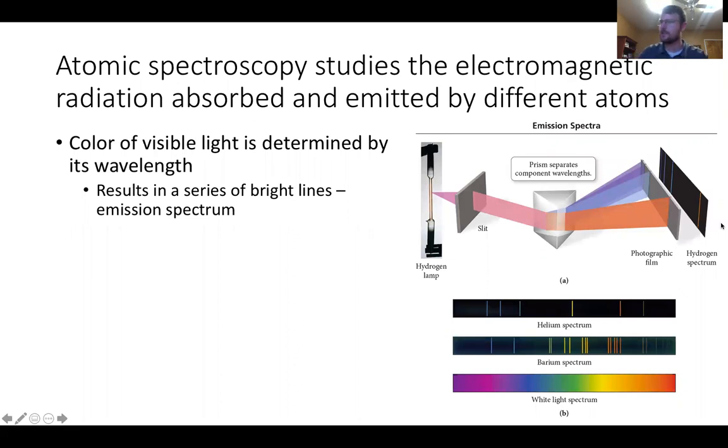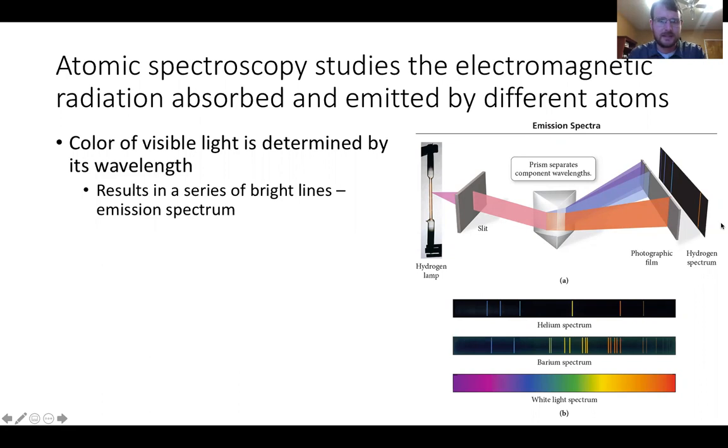Now, what we're going to start to do, because we said this is light, and that's great for light, but we want to really talk about electrons, right? Atomic spectroscopy studies the electromagnetic radiation absorbed and emitted by different atoms. You can excite electrons using electricity, or in the case of the lab that we'll be doing, fire. Those electrons get excited, they relax, and when they relax, they emit wavelengths of light. It results in a series of bright lines. These are known as emission spectrums.